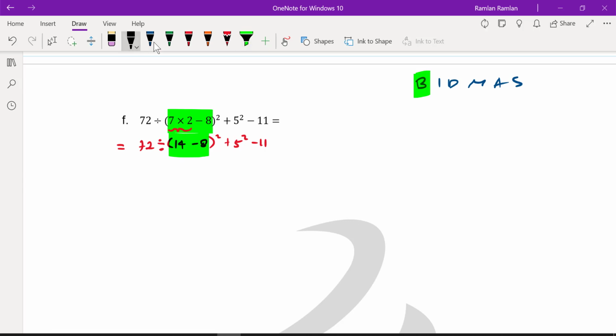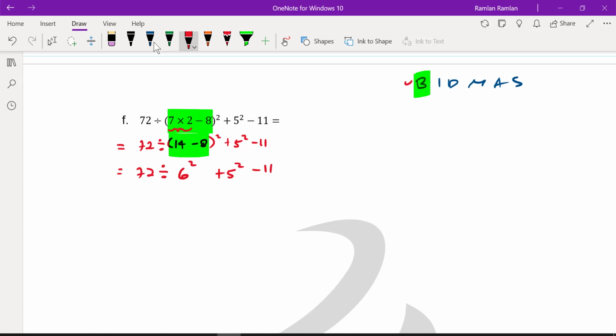So we're going to write this down as equals to 72 divided by, in here we have 6. And then we have squared, right? And then because the square is still there, right? I don't need to write down the bracket anymore, because it only has one thing over here, which is 6, right? So just write down 6 over here, and then the square is still there. And then we still have plus 5 square and then minus 11. Okay, so we're done with the bracket.